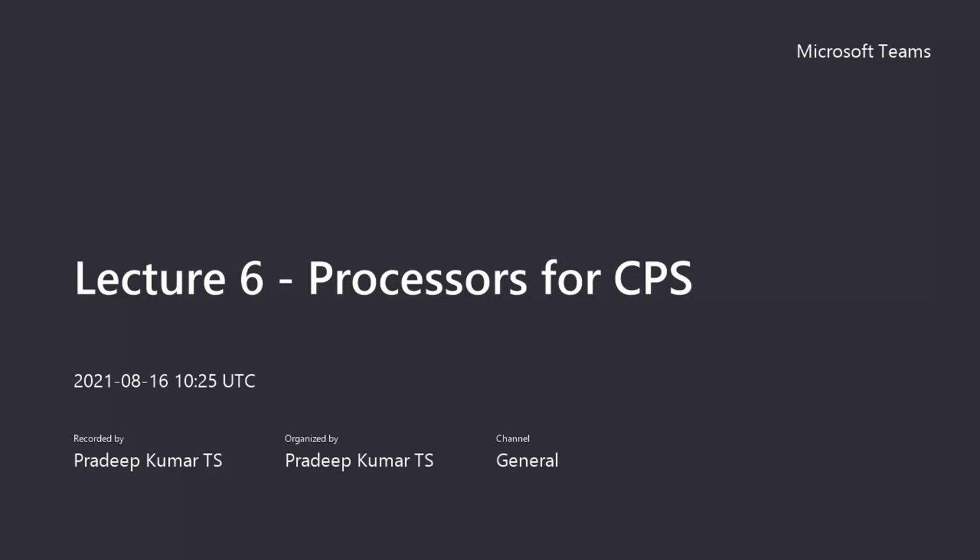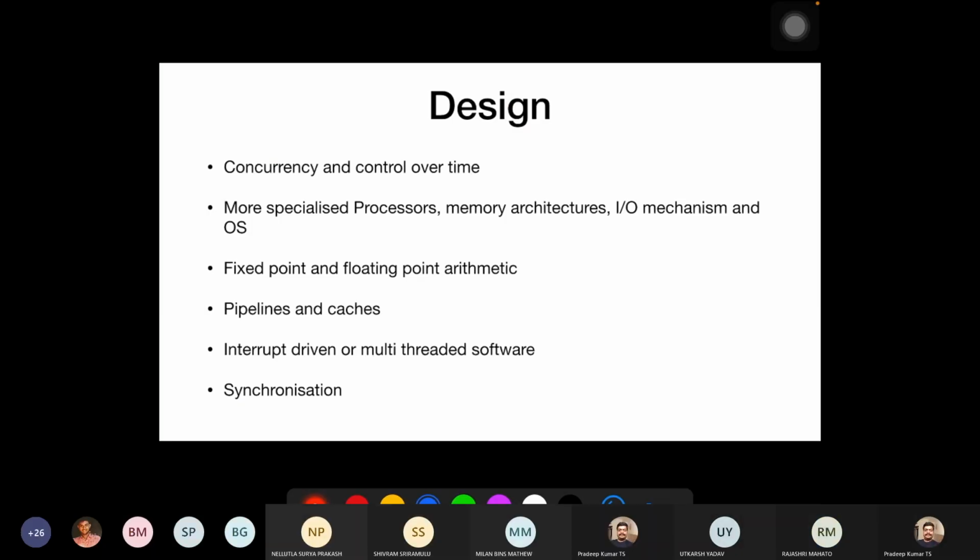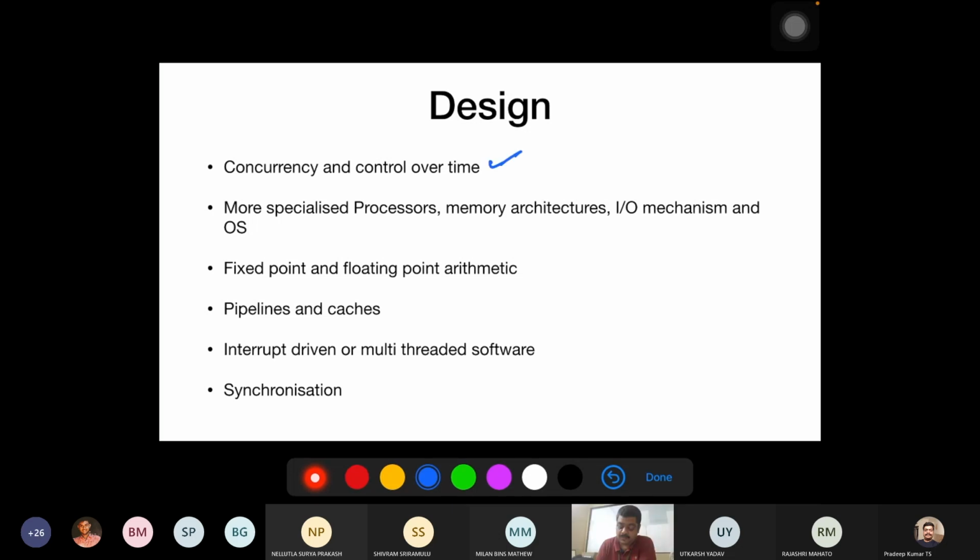So concurrency and control over time. This we have already discussed. And more specialized processors, memory architectures, IO mechanism, operating system, and sensors and actuators. So this also we need to select. Then fixed point and floating point arithmetic. Hope I have already handled this on fixed and floating point arithmetic.